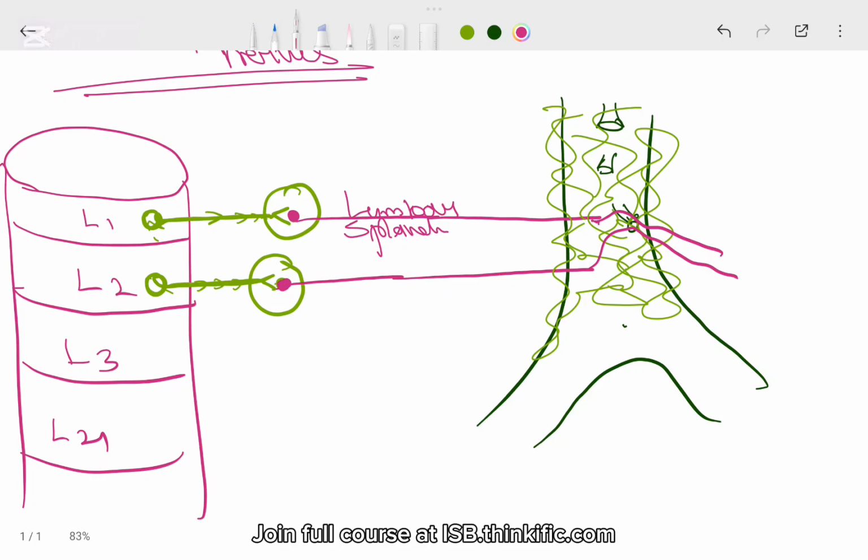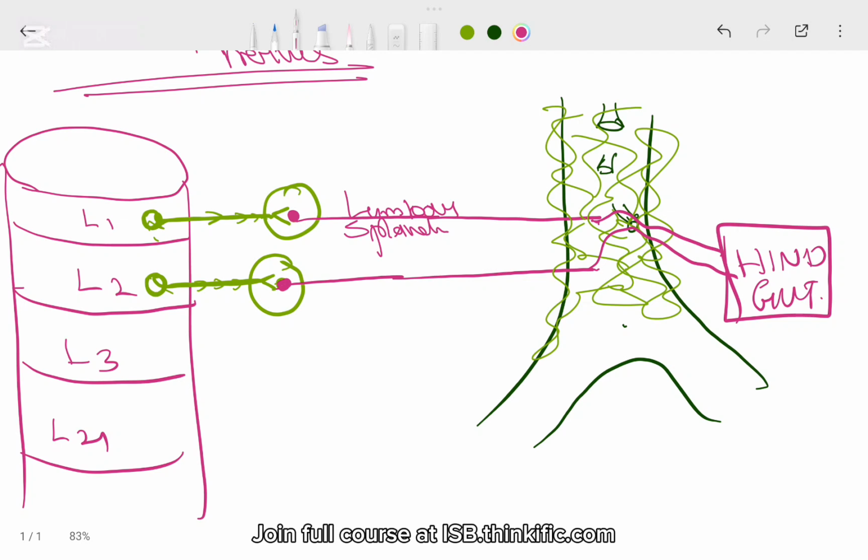Some of the fibers will pass with the inferior mesenteric artery to supply the hindgut with sympathetic fibers. This includes the distal third of the transverse colon, descending colon, sigmoid, and parts of the rectum. That's one part of the lumbar splanchnic nerves.